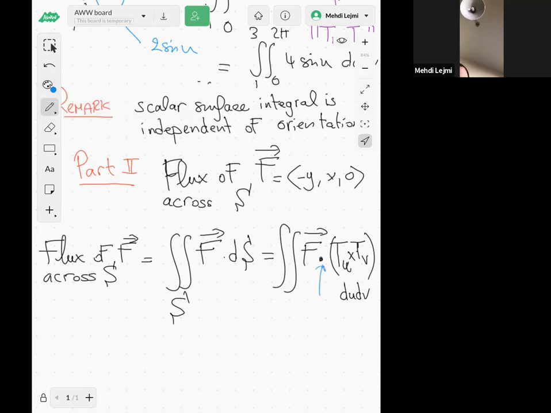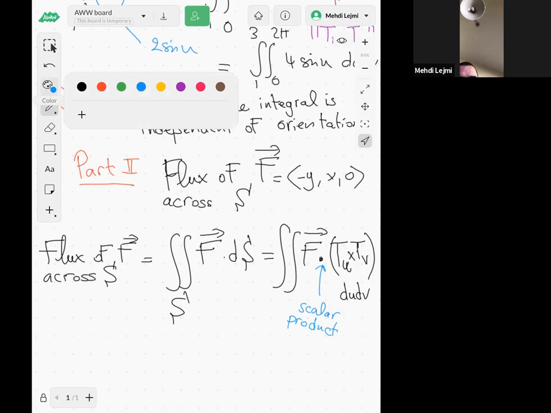Over S, of course. So this is a scalar product. We have two vectors. The dot here means the scalar product of two vectors. That's different from when you have a scalar surface integral. In a scalar surface integral, you have a product of two functions. The dot there means the product of two functions, but here the dot is the scalar product of two vectors. All right, so how to do this?